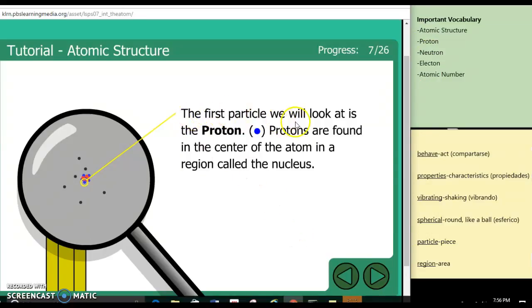The first particle we will look at is the proton. Protons are found in the center of the atom in a region called the nucleus. Region is area. Fill this information out on your chart. Pause if you need to.